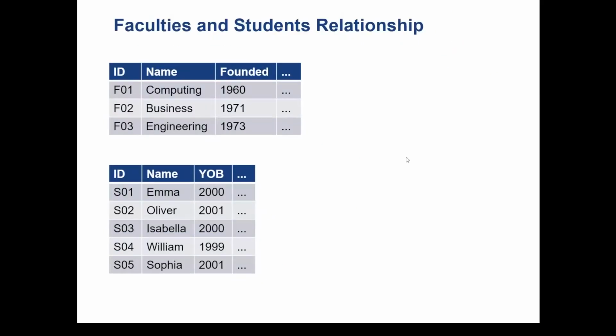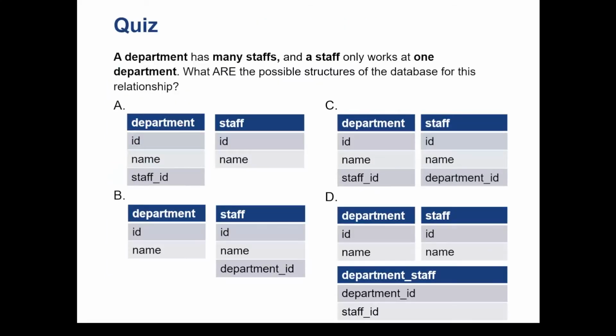So in this video, I showed you how to implement the one-to-many relationship. I showed you 4 options slowly, and then how only option 4 can work. If you want to test your understanding, there's a quiz over here. Right? So a department has many staff, and the staff only works in one department. What are the possible structures of the database? You have A, this, B, this, C, this, or D, this one. There may be one or more solutions.